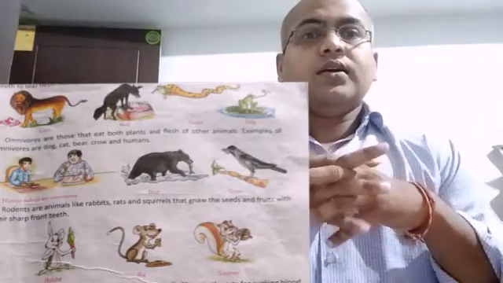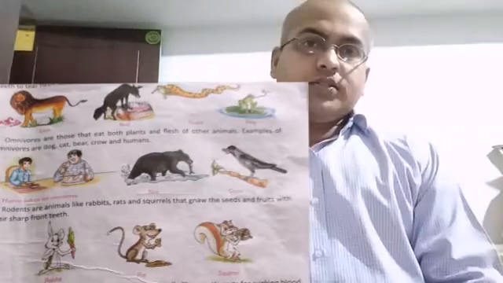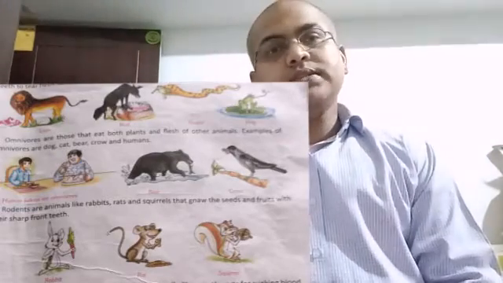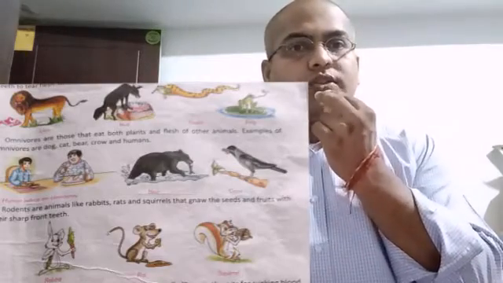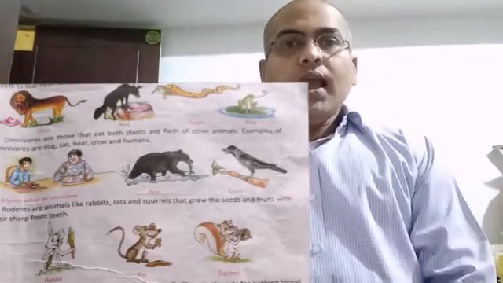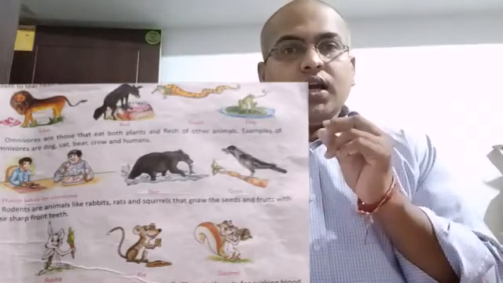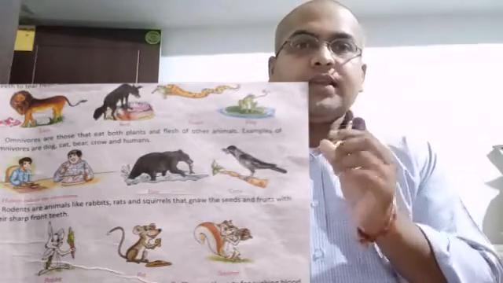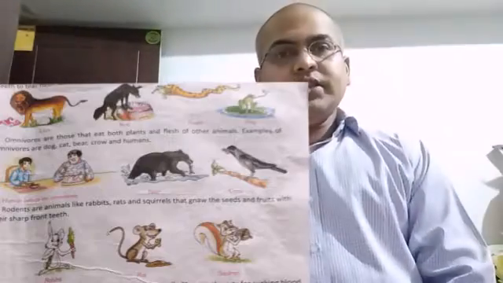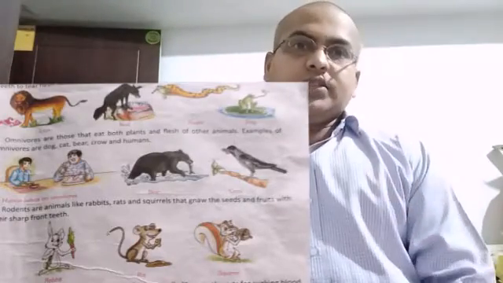The next type of animals are called rodents, like rats, squirrels, rabbits. They have four sharp front teeth, and with these four sharp front teeth, they gnaw their food, the seeds, the pulses they eat. They gnaw their food, means they scratch it a little bit and then eat it.